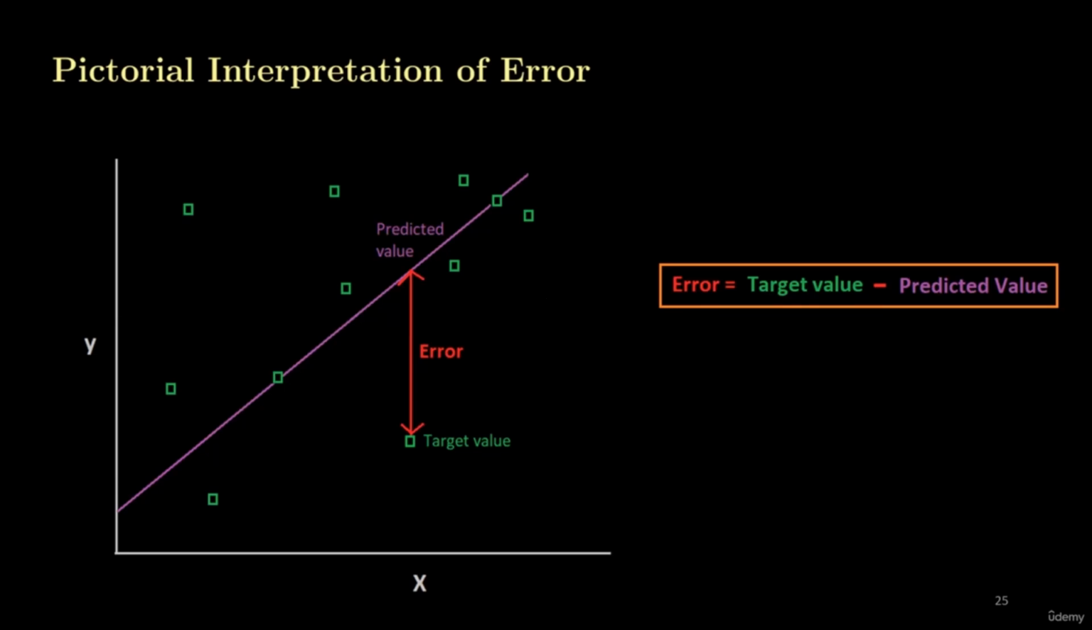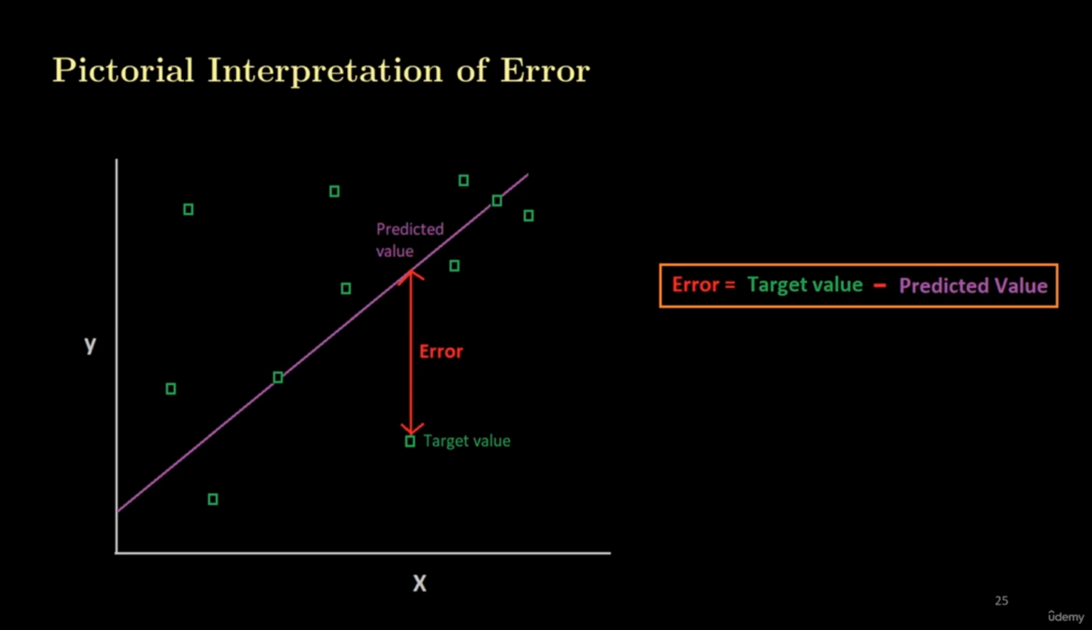Otherwise, you have to calculate the error for those samples where the target and the predicted values are not equal. If we see this sample, for this sample the error is 0, and the error is also 0 for this sample. But for the rest of the samples, there is an error, whether it is a small error or a large error, and we need to calculate that error.